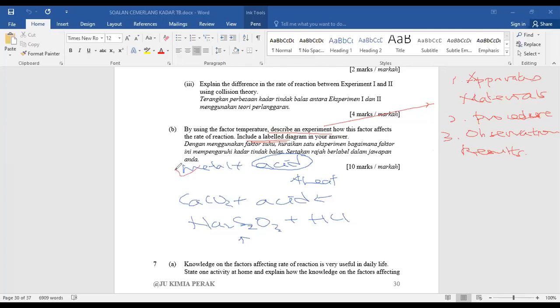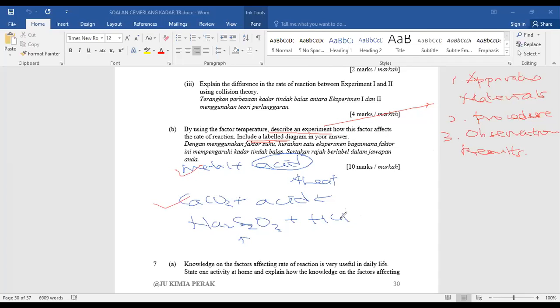If you are talking about the metal and the calcium carbonate, you are using the downwards water displacement. If you are using the sodium thiosulfate and the HCl, you are actually drawing the conical flask on a piece of white paper with an X mark.